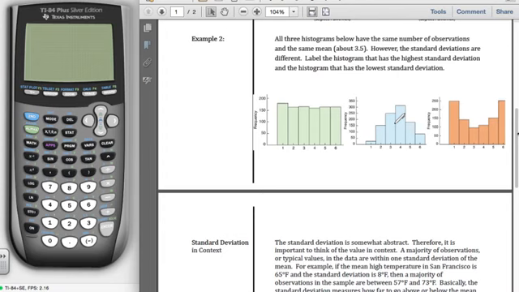We want to label the histogram that has the highest standard deviation and the histogram that has the lowest standard deviation. If I look at these 3, the one in green, the one in blue, the one in orange, the blue has the lowest standard deviation.